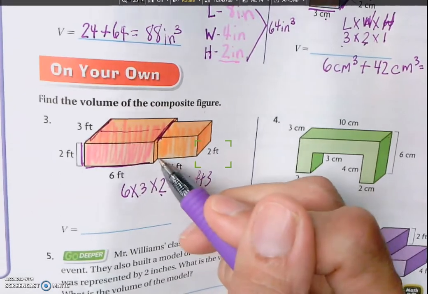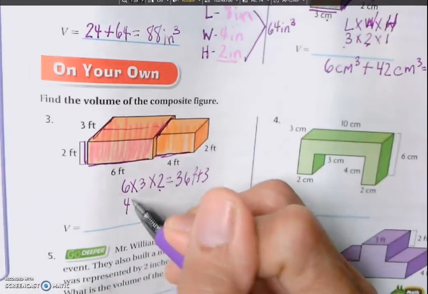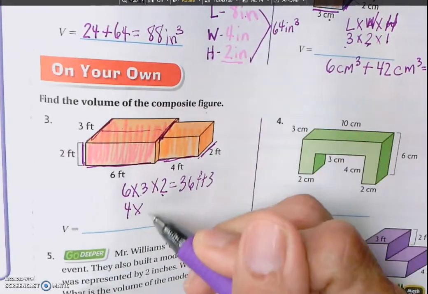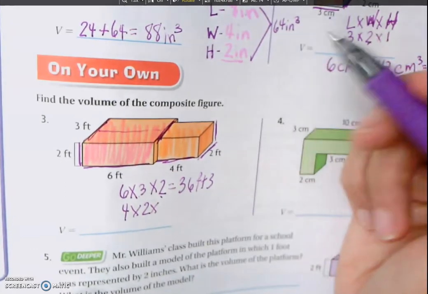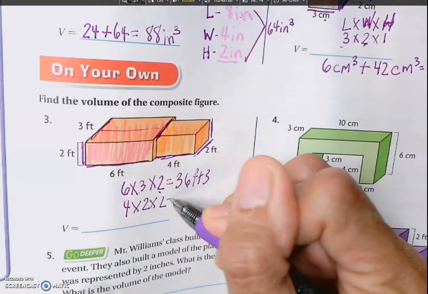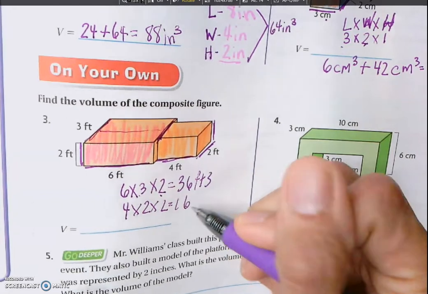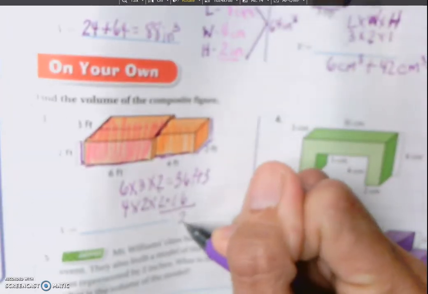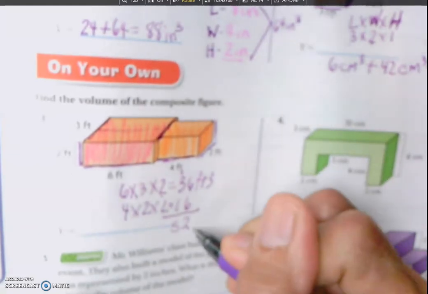Going to the second box, 4 feet across times 2 feet back times the height. Well, there is no height here, so I have to look around. All these heights are the same, so if I go all the way over here, my height is 2. 4 times 2 is 8. 8 times 2 is 16. And when I add those two together, 3, 4, 5, 52 feet cubed.